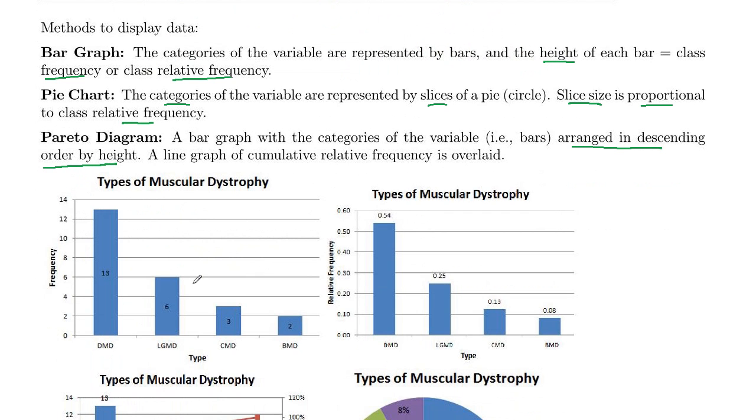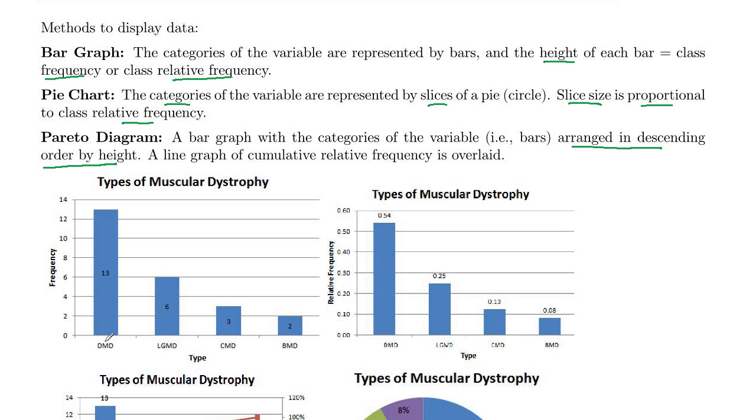So notice that there is space between our bars because these are separate categories. They're not continuous numbers on the horizontal axis. So the type of muscular dystrophy, we've got our horizontal axis labeled. We've got each bar labeled. I went ahead and put the raw numbers inside the bar. Our scale here, notice, started at 0 and goes up in even increments. That's our frequency.